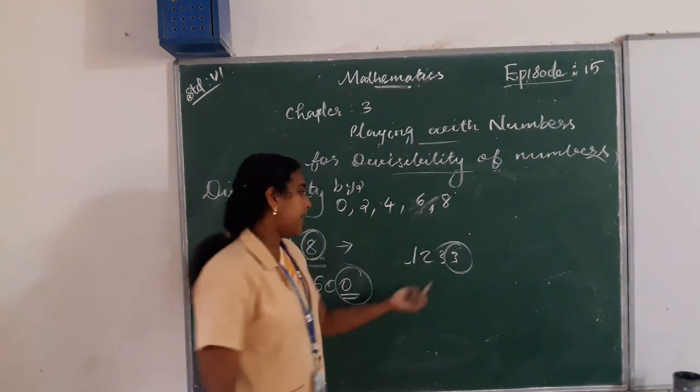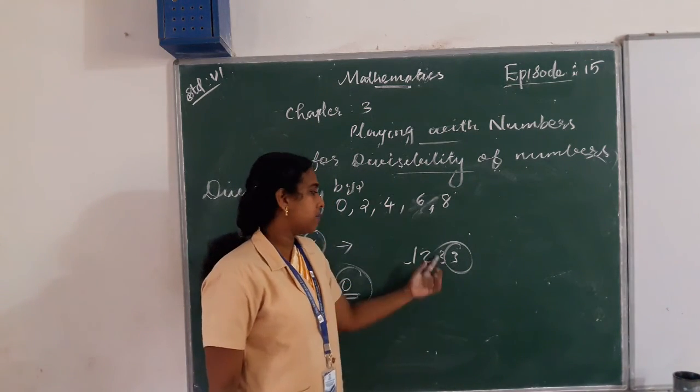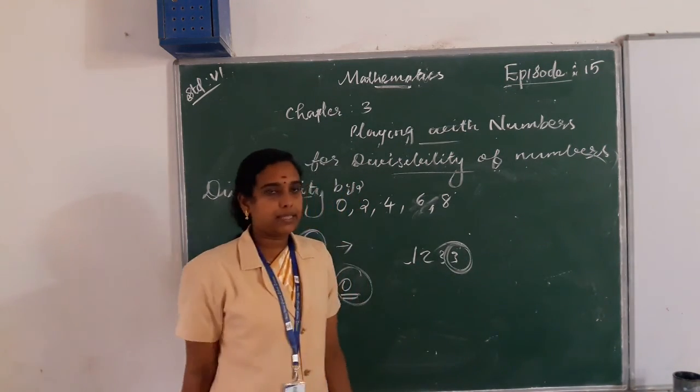Here 3 is at the ones place, so this number is not divisible by 2 because 3 is at the unit place.